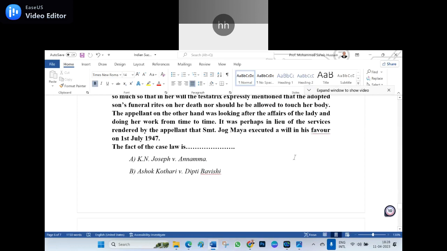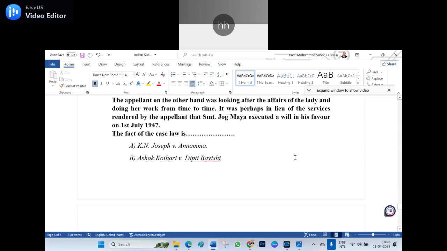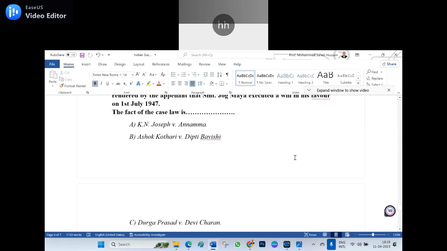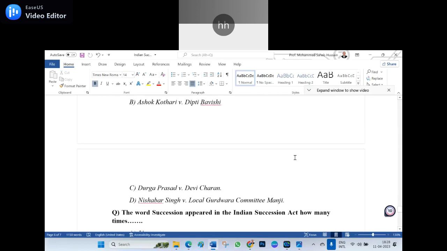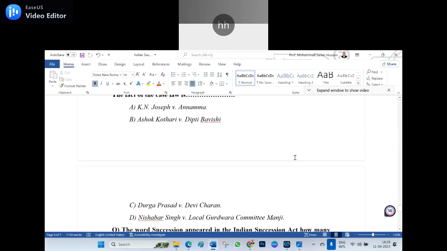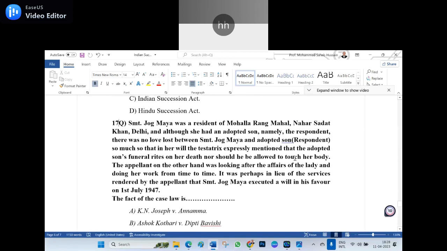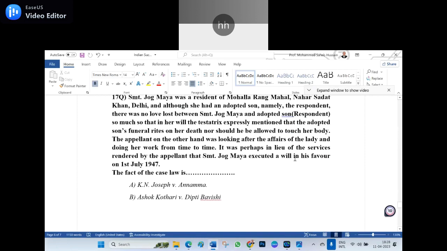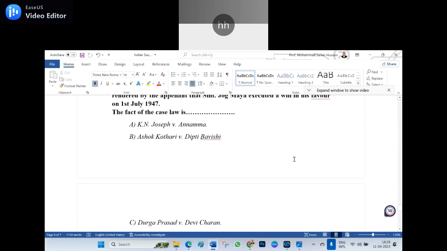Which case law do these facts belong to? A. K. N. Joseph versus Annamma. B. Ashok Kotari versus Deepti Bhavishi. C. Durga Prasad versus Devi Charan. D. Nisha Bar Singh versus Lokar Gurudwara Committee Manji. These are the facts which I read now. They belong to which case law among A, B, C, D?